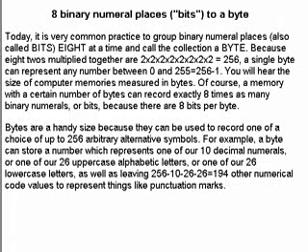8 binary numeral places, or bits, to a byte. Today, it is very common practice to group binary numeral places, also called bits, 8 at a time, and call the collection a byte. Because 8 2's multiplied together are 2 times 2 times 2 times 2 times 2 times 2 times 2 times 2 equals 256, a single byte can represent any number between 0 and 255, which is one less than 256.